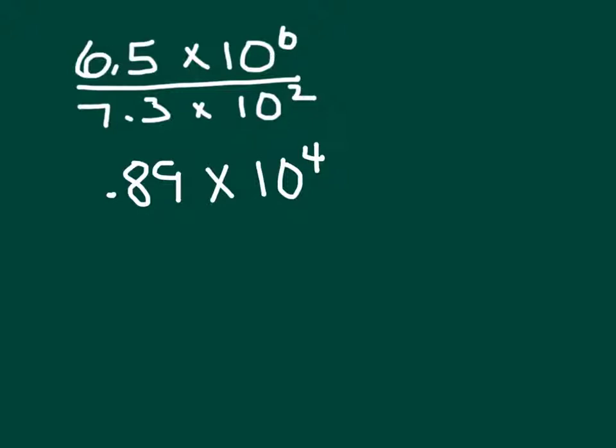So 0.89 is not between 1 and 10, and it has to be between 1 and 10, so we'll put 8.9 times 10, but we have to change our exponent since we changed where our decimal was also. And since we moved our decimal one place to the right to get it between 1 and 10, we'll have to move it one place to the left to get it back where it was. When you move something to the left, it reduces the exponent. So that means we will now have 10 to the 3 because we reduced it by 1.